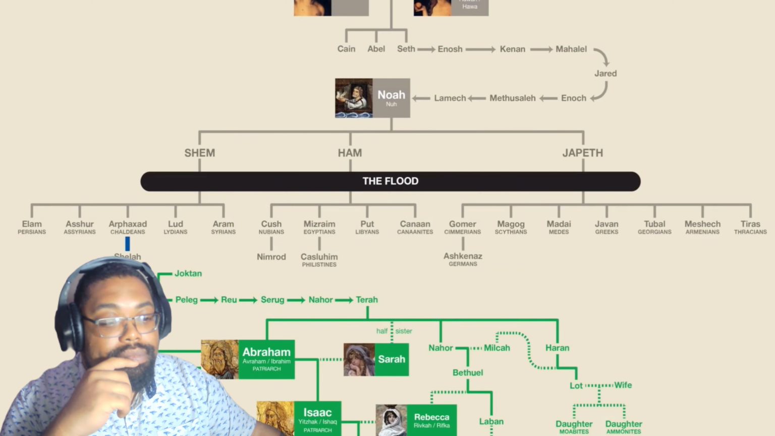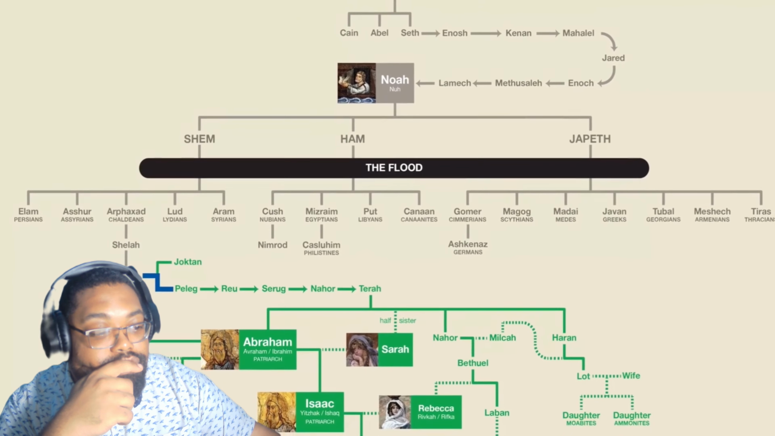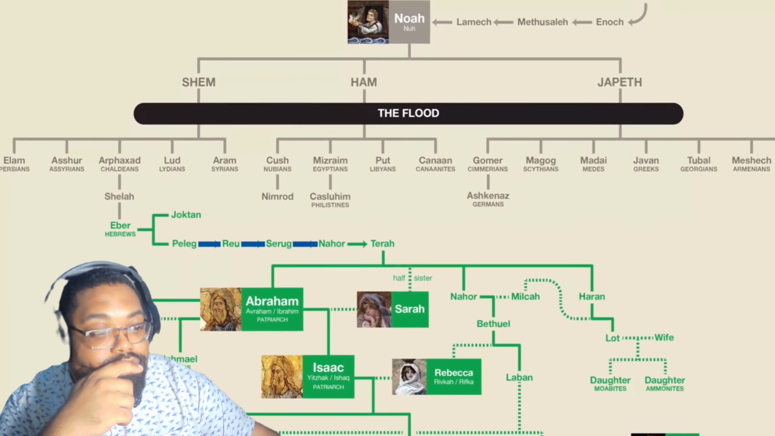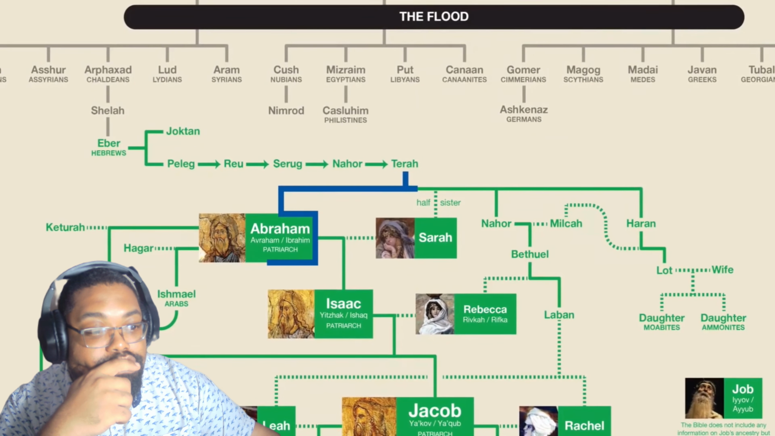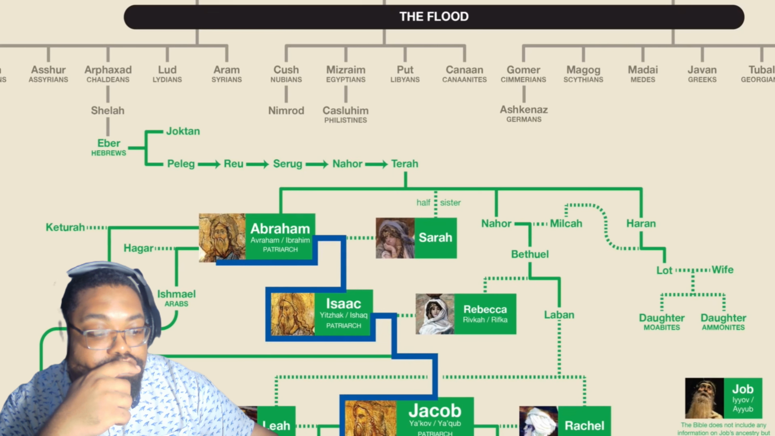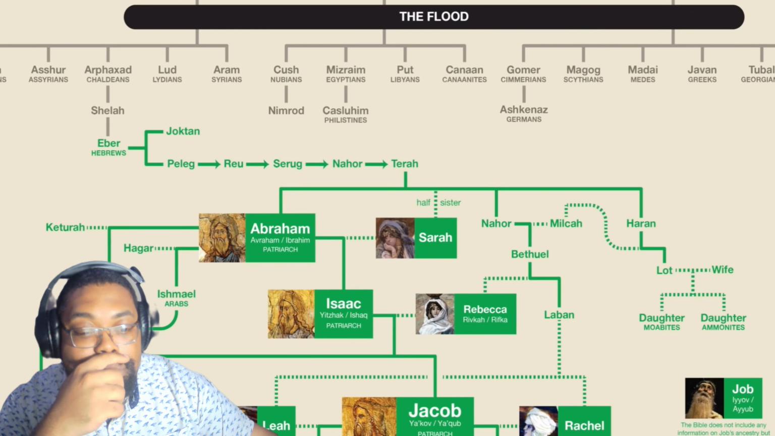Arphaxad had a grandson named Eber, and this is probably where the term Hebrew comes from. From there, if we go down another 5 generations, we get a man named Terah, who had 3 sons, Abraham, Nahor, and Haran. Of these 3, Abraham was by far the most important. In fact, the book of Genesis is really a book about Abraham, his son Isaac, and Isaac's son Jacob, together known as the 3 patriarchs.